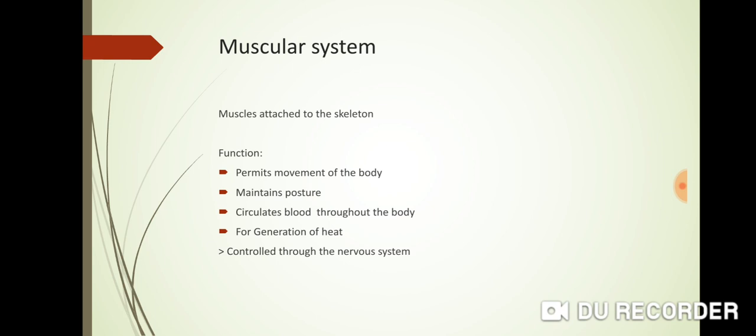There are three types of muscle: the cardiac, the skeletal, and the smooth muscle. This system is controlled through the nervous system, which coordinates the entire muscle, although cardiac muscle can be completely autonomous.